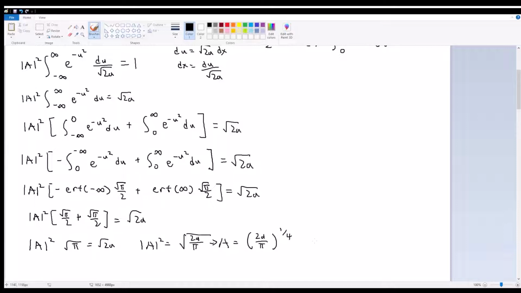So if we write this out fully, then we have psi of x comma 0 is equal to (2a over pi) to the power of 1/4 multiplied by e to the negative a x squared. And that is part A, which is the easiest part of this problem, and now we instantly move on to sort of mathematical hell, if you will.